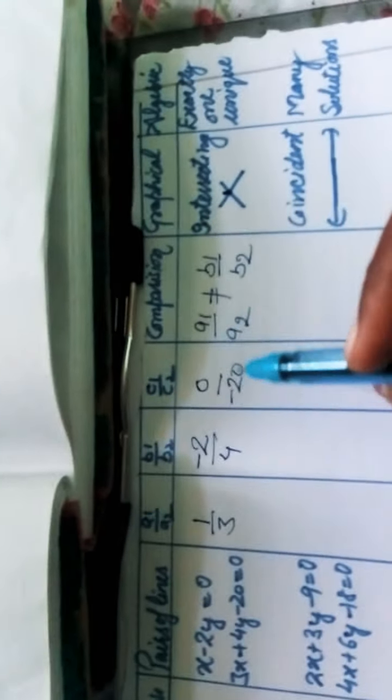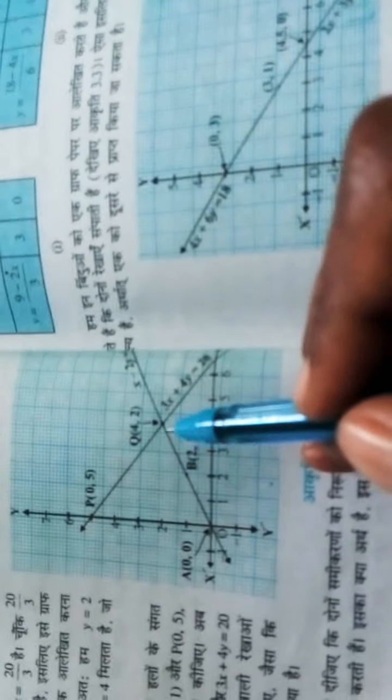And I had already told you, just by seeing the ratio, that this will have intersecting lines. The graph of this will have intersecting lines. Okay, now let us see the second condition.